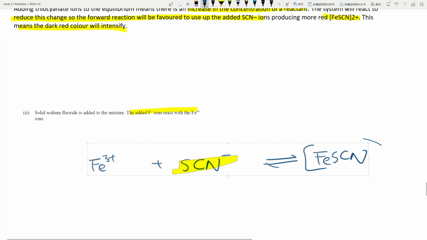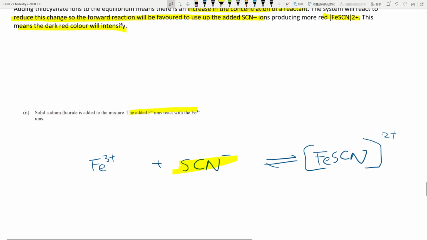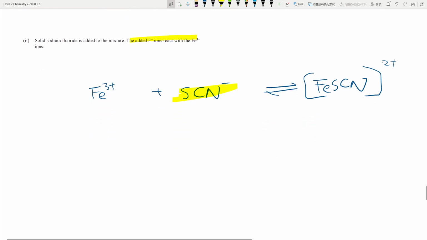There you go. FeSCN, does the charge work out? This needs to be 2 plus. Okay, let me just double check. Yes, that's right. Clever. All right, so we want to, so the added F minus reacts with the Fe3 plus.